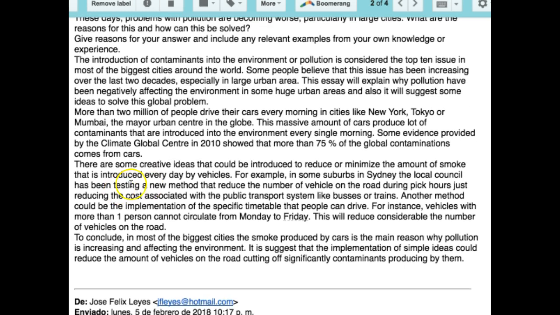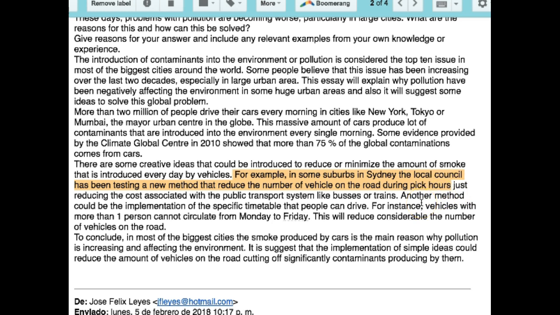There are some creative ideas that could be introduced to reduce or minimize the amount of smoke that is introduced every day by vehicles. Fantastic. For example, in some suburbs in Sydney, the local council has been testing a new method that reduces the number of vehicles on the road during pickup hours. During peak hours, just reducing the cost associated. Okay, that needs to be rephrased. On the road. During peak, P-E-A-K. Okay, during peak hours. Now we've just put full stop. That's enough information for this sentence.